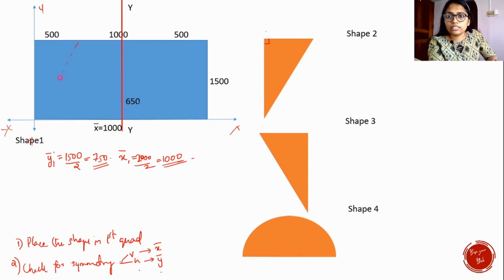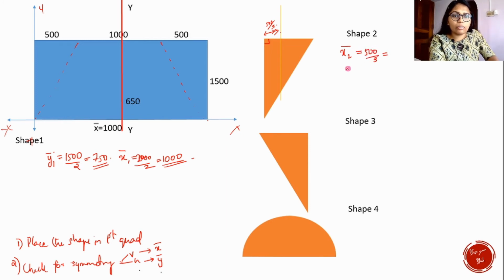Actually this triangle is taken from this shape, and here is another right triangle. So actually the side is 500, so we have to take 500 by 3. So here comes our x2 bar. x2 bar is equal to 500 divided by 3.